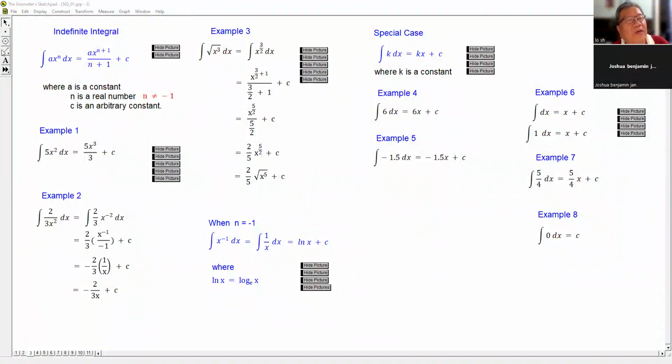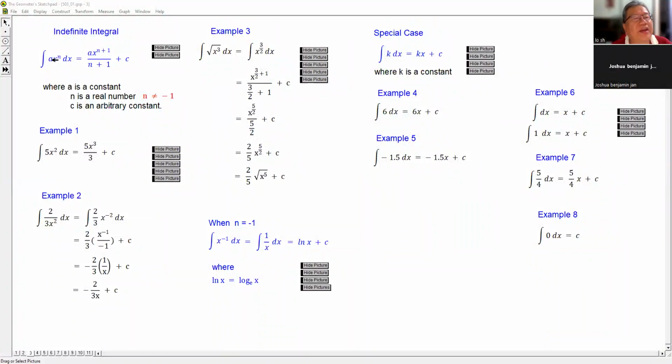We call this type of integration indefinite integral. Afterwards, I'll explain to you why it is called indefinite integral. Before that, I want to show you how to integrate the different types of function.